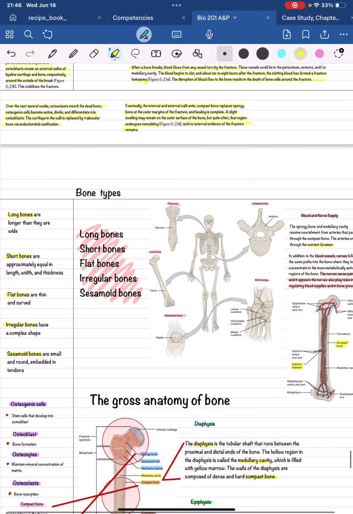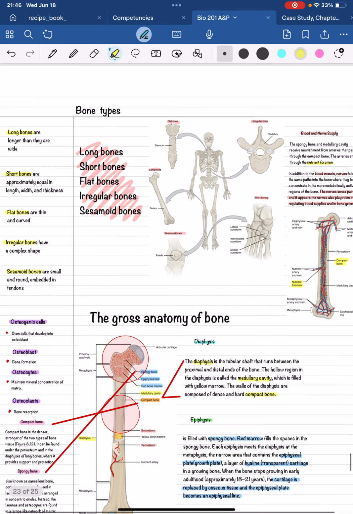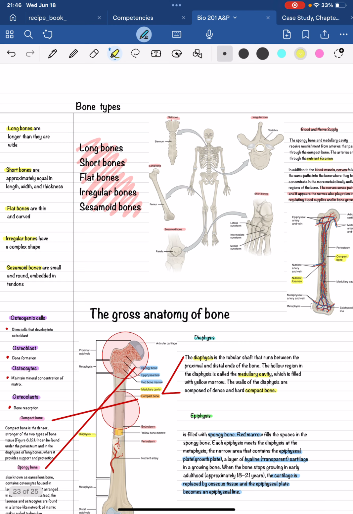To go over bone types, there are long bones, and they are longer than they are wide. It's here. Short bones are approximately equal in length, width, and thickness. Flat bones are thin and curved. Irregular bones have a complex shape, and sesamoid bones are small and round and are found embedded in tendons.